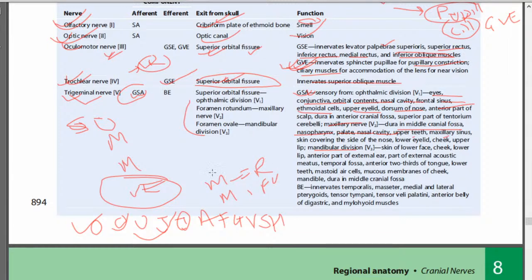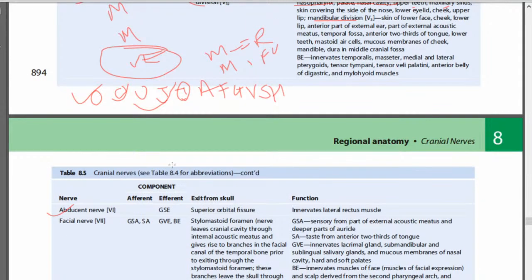All of those structures are present in the sphenoid bone, I guess. Yes, trigeminal nerve. Then there is the abducens nerve, and the abducens nerve actually is the sixth nerve, CN VI: 1, 2, 3, 4, 5, 6. Yes, sixth nerve. It passes through the superior orbital fissure, and therefore it is general somatic efferent.